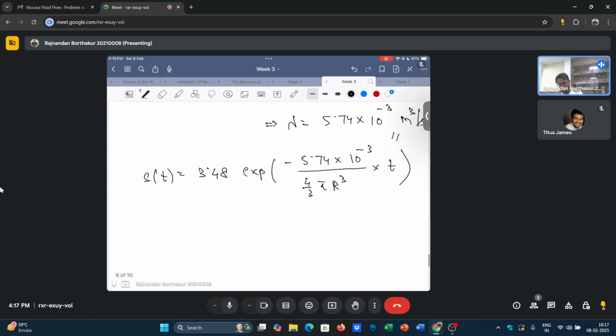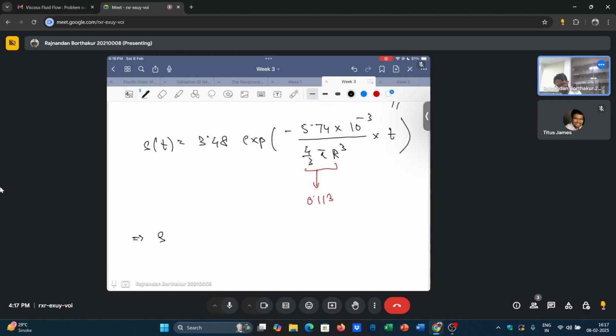That's it. This term is also evaluated. This term basically comes out to be 0.113 meter cube. I'm not doing the math again because this is just trivial, just showing you how this step is done. So it is 3.48 exponent of, it just comes out to be, minus 5.7. Please verify the algebra at your end. You should be able to do this at this point. It's just 0.113, and then we have this time.